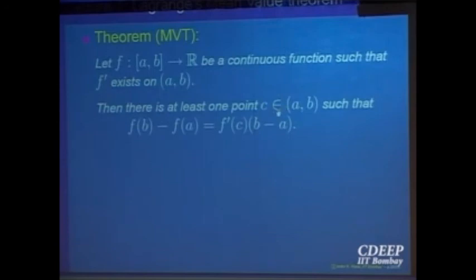Earlier we said there is a point C where the derivative is equal to 0. Now we can say there is a point C such that f of B minus f of A is equal to f prime of C into B minus A. That is the conclusion.